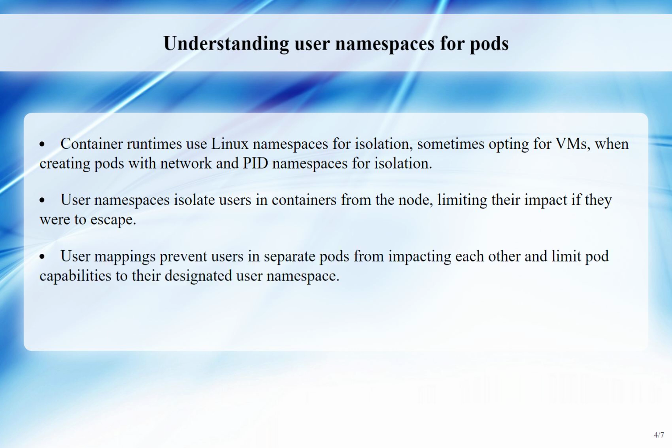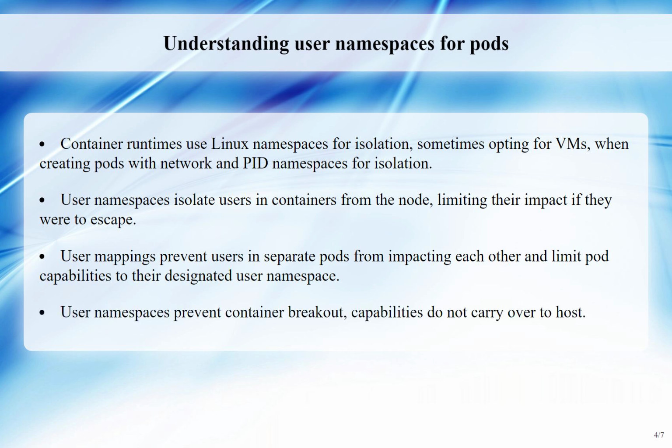Additionally, user mappings ensure that users in different pods are unable to affect each other. Capabilities granted to a pod are restricted to the user namespace, rendering them mostly invalid outside of it. For instance, a pod with CAP_SYS_MODULE cannot load kernel modules, and CAP_SYS_ADMIN is only valid within the pod's user namespace. Using user namespaces prevents a container breakout from granting root privileges on the node, as capabilities do not carry over to the host. For more information on how user namespaces affect container security, users can refer to the man page for user namespaces.